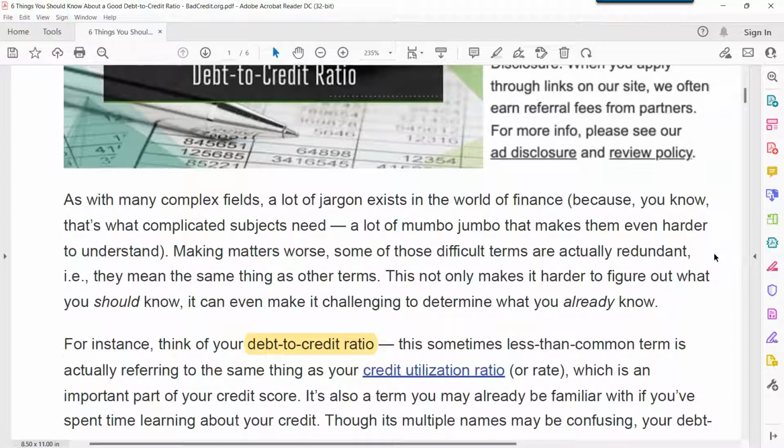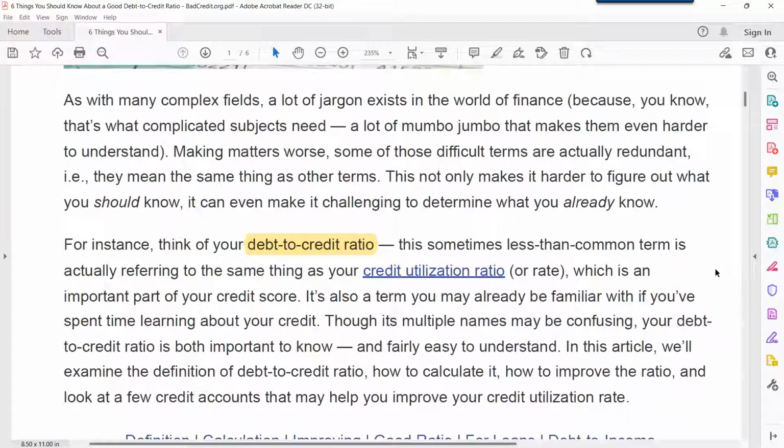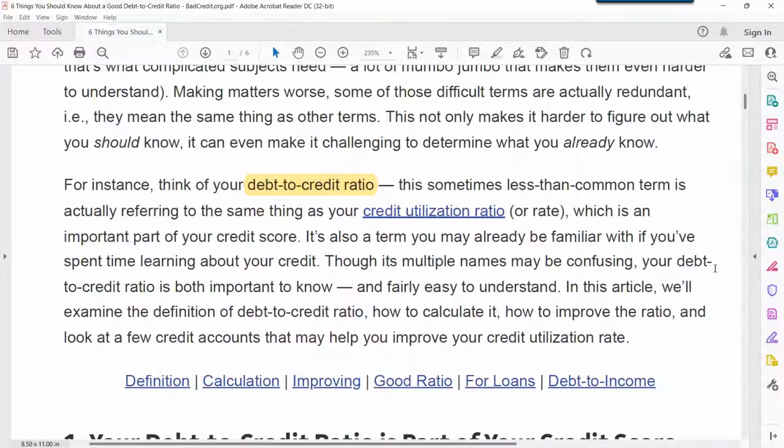As with many complex fields, a lot of jargon exists in the world of finance because that's what complicated subjects need, right? A lot of mumbo jumbo that makes them even harder to understand. Making matters worse, some of those difficult terms are actually redundant. That means they mean the same thing as other terms. This not only makes it harder to figure out what you should know, but it can even make it challenging to determine what you already know. For instance, think of debt-to-credit ratio. This sometimes less than common term is actually referring to the same thing as your credit utilization ratio.